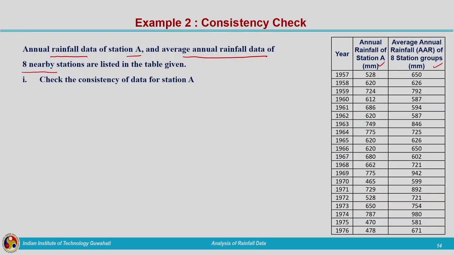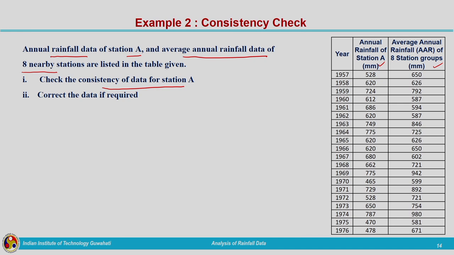Now what we need to do is check the consistency of data for station A, whether this data series is consistent or not. And second, if there is any inconsistency, you need to correct it by making use of the double mass curve method. If you are using the mass curve method, you can understand whether all the data points are coming on a straight line, or there is no observed deviation in slope, then we can assume that the data is consistent.